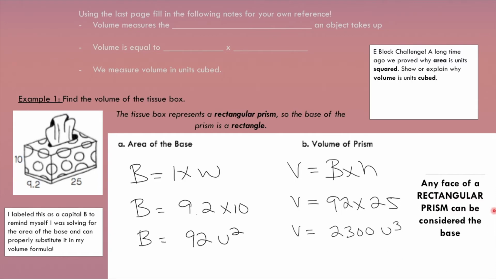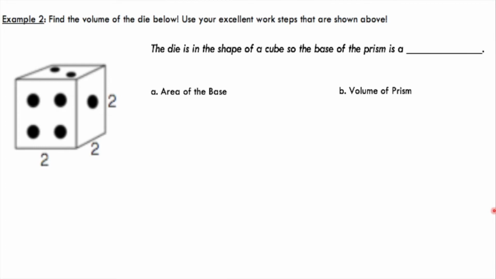All right, going on to practice 1, example 2. Find the volume of the die below. Use your excellent work steps that are shown above. So we know this die is the shape of a cube because all the sides seem to be equal. That means the base of this prism is going to be a square. So I'm finding the area of the base of the square. So my capital B, the area of the base, is equal to side times side. I substitute in 2 times 2.